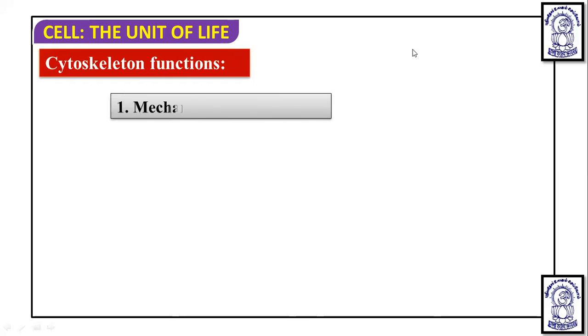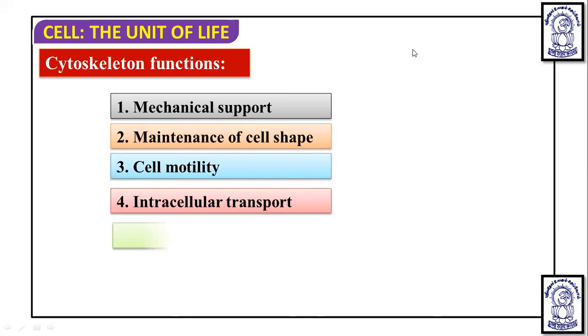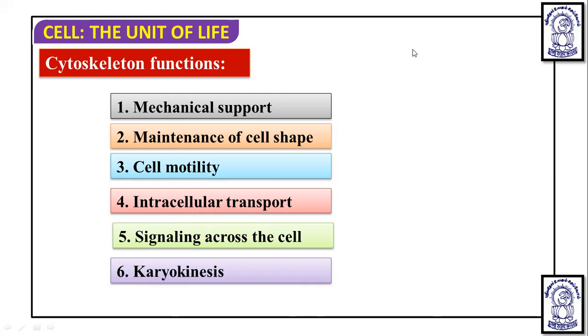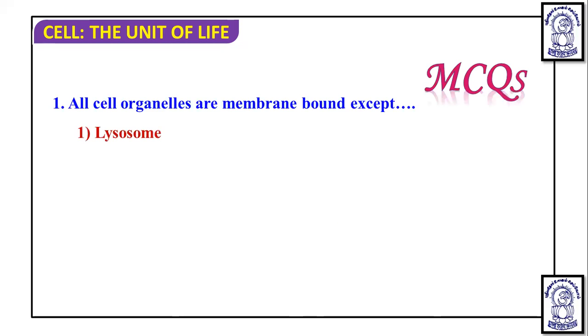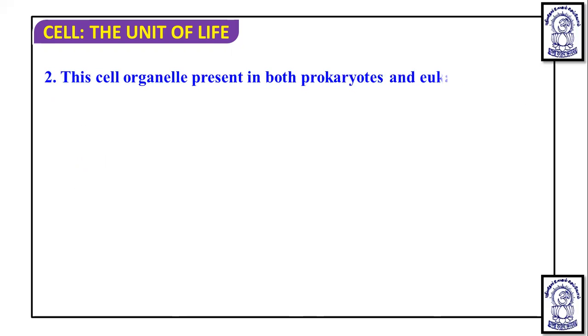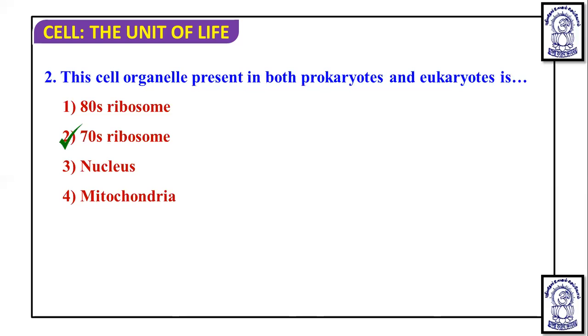Okay, so cytoskeleton functions we have already discussed. They provide mechanical support, maintenance of cell shape, cell mobility, intracellular transport, signaling across the cell, and karyokinesis. Now some easy MCQs. All cell organelles are membrane bound except: lysosome is single membrane bound, glyoxysome is also single membrane bound, nucleus is also membrane bound, and ribosome is membraneless, obviously. Then the cell organelle present in both prokaryote and eukaryote: you will find a 70S ribosome, because in the mitochondria and chloroplast of eukaryotes you can also find 70S ribosomes.